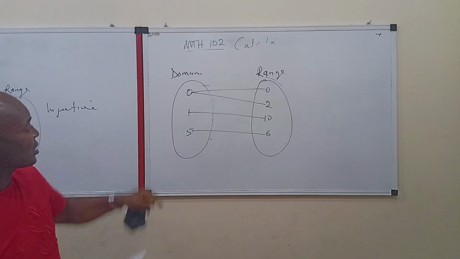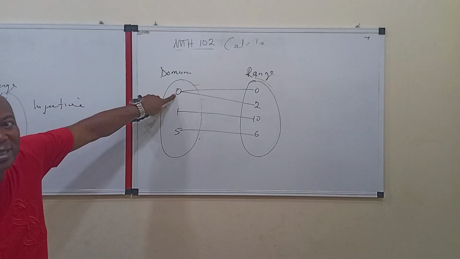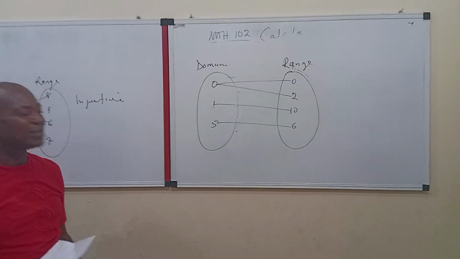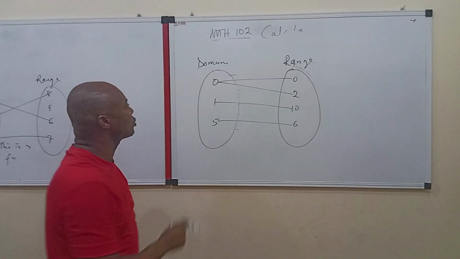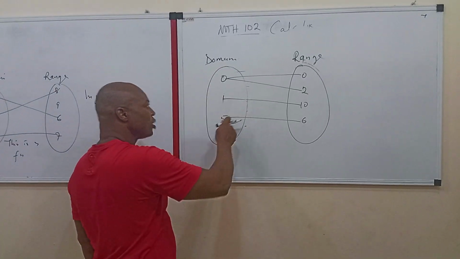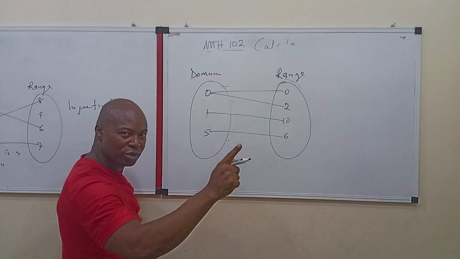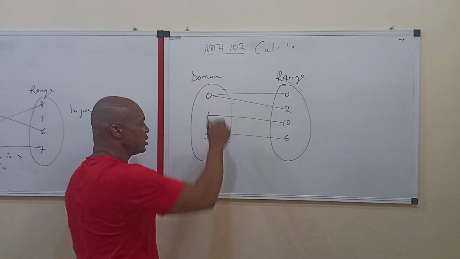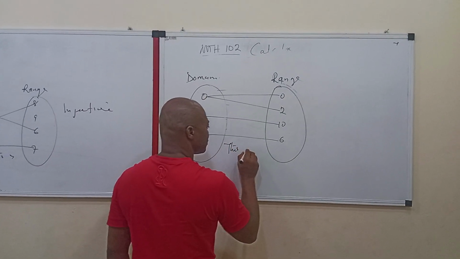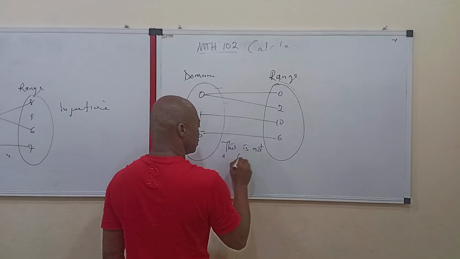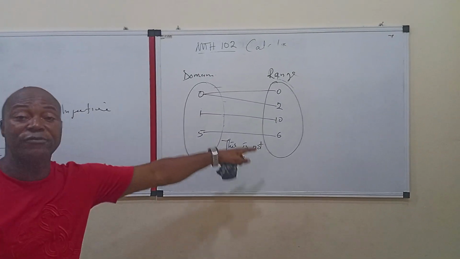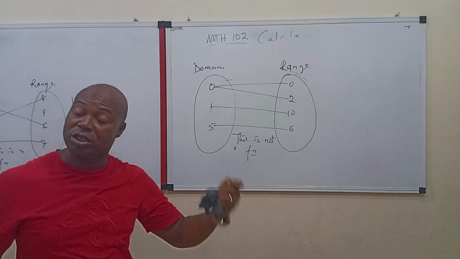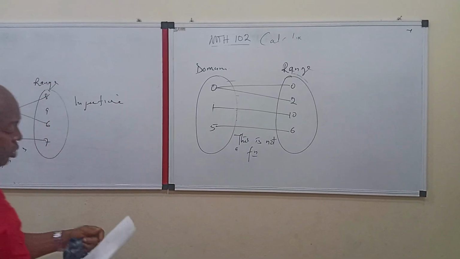Based on what we have learned, you can see that one element in the domain is mapped out 2 times, making this not a function. For it to be a function, all the elements here must map out once. But the first element here is mapping out 2 times. So this is not a function. Being that it's not a function, we cannot talk about it in terms of being injective or surjective. For it to be injective or surjective, it must be a function.